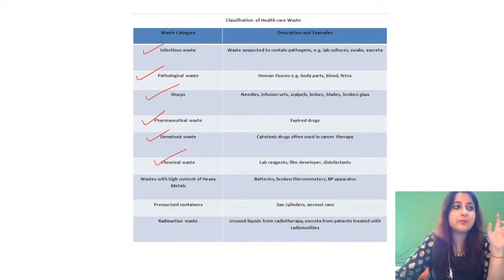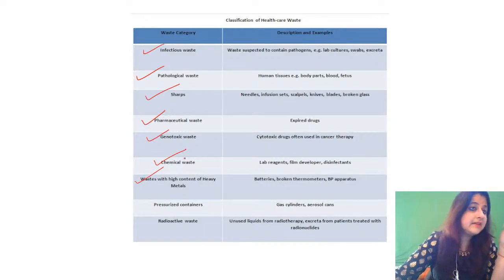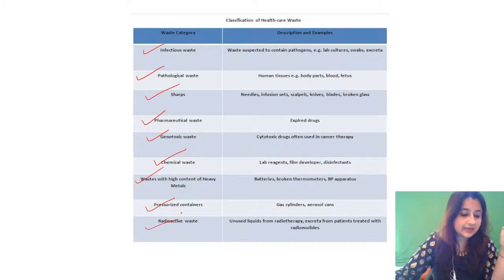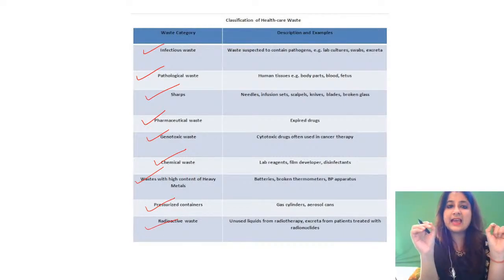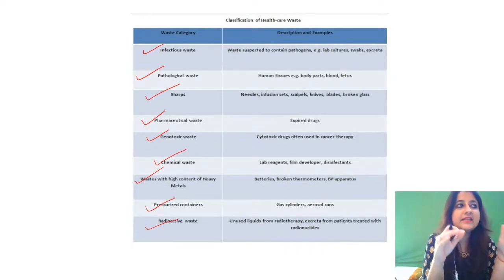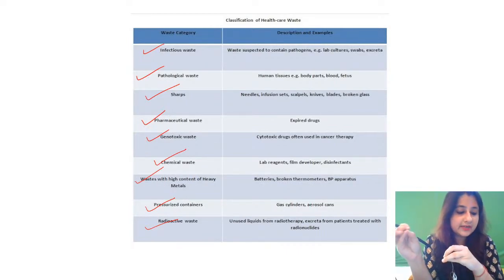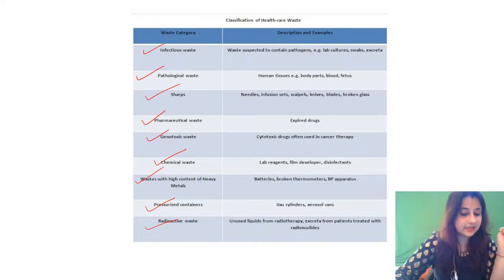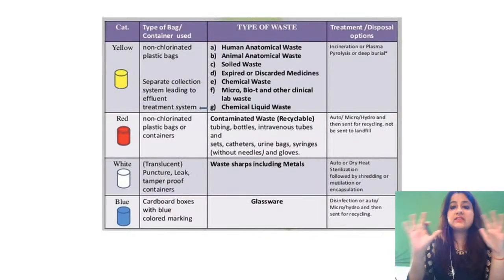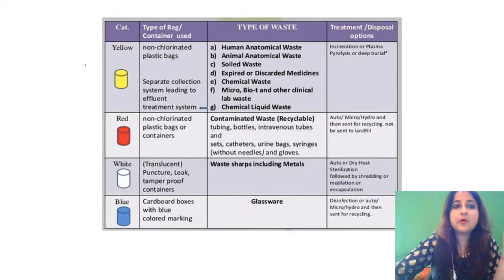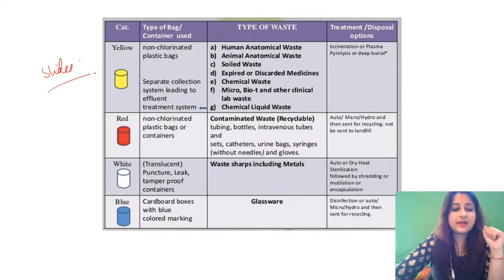That is the most important, all right? Wastes with high content of heavy metal, that is also very, very important. Pressurized containers, radioactive waste. This is just slightly a small font, but I'll be telling you each of it, how we are going to dispose it, then you will understand. Now this is one of the most important slides of the day. We'll quickly have a look at this, then we'll progress to how we are going to dispose of which waste in which category.